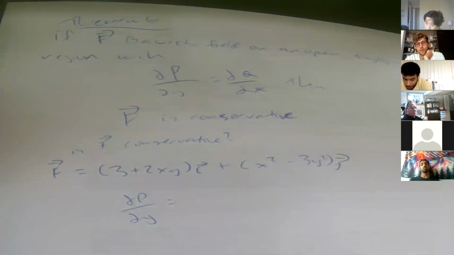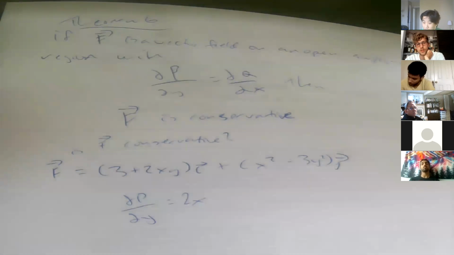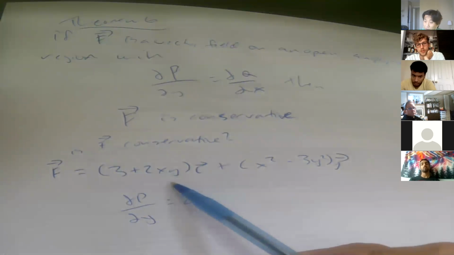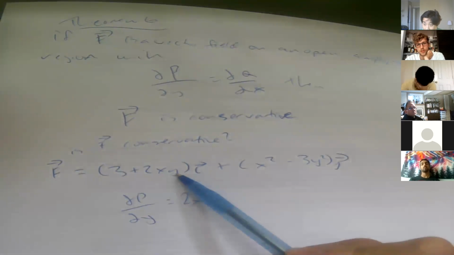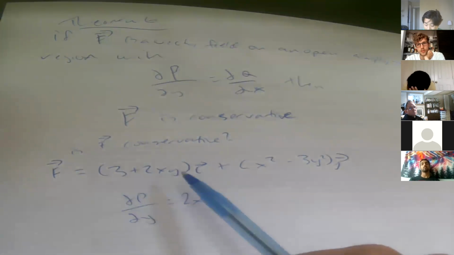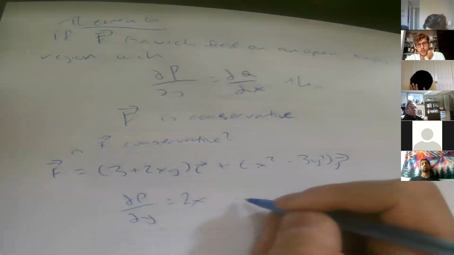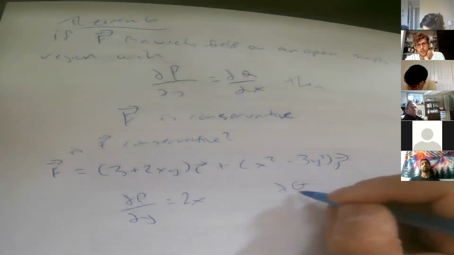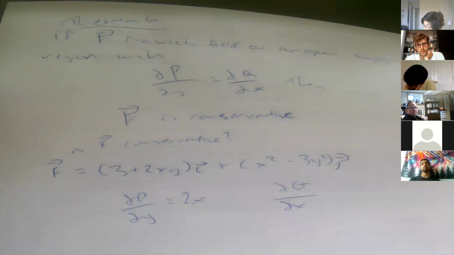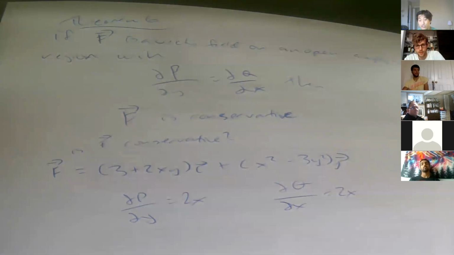You only get 2x. Just 2x, yeah. Correct. The derivative of this with respect to y is 2x. This has no y's in it. It's 2x times y. And what is dQ/dx? 2x. Yeah. Right? So their derivatives match.